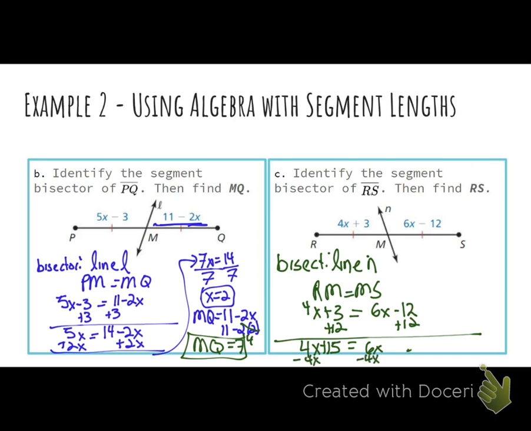We end up with, I'm going to go up top because I don't have enough space, 15 equals 2x. We divide by 2. Nice work. x equals, you can leave it as 15 divided by 2, or you can see it as the decimal, which is 7.5.